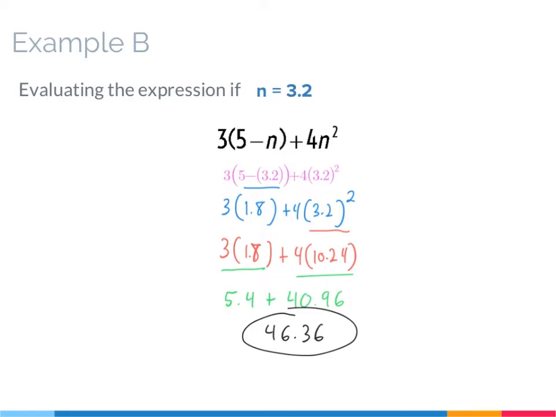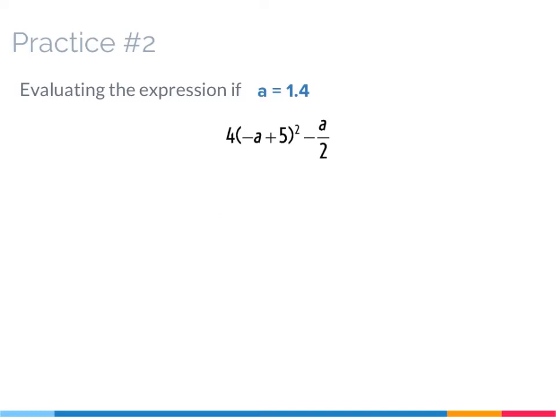And let's go ahead and let you try another practice problem. So here we are at practice problem number 2. It says evaluating the expression if a is equal to 1.4. So we're going to try this one on your own. I want you to pause the video now, try the problem by yourself, then press play again to see if you are right.